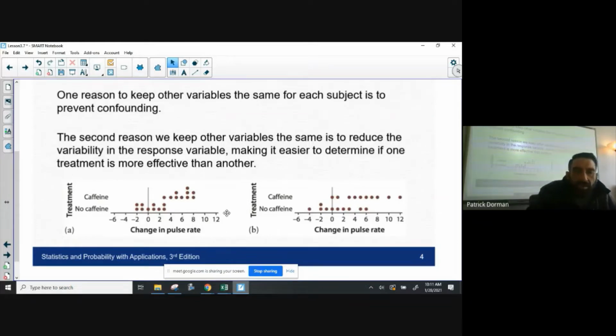And down here below, you're going to see that we have two different graphs. This one is showing a high amount of variation, and this one is showing a low amount of variation. And I think that in graph A, we have eliminated some of those variables. They're called lurking variables as well, although your book doesn't get into that.